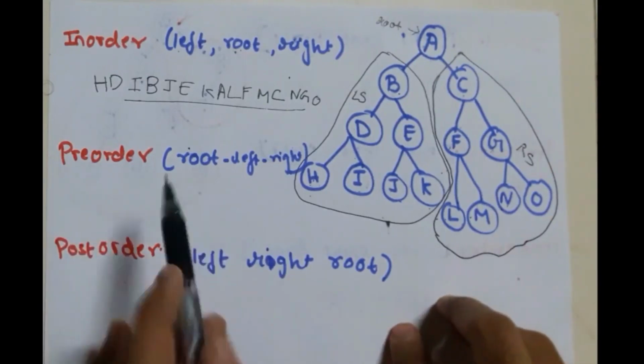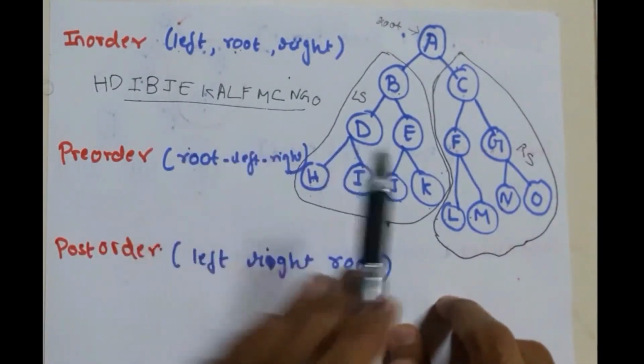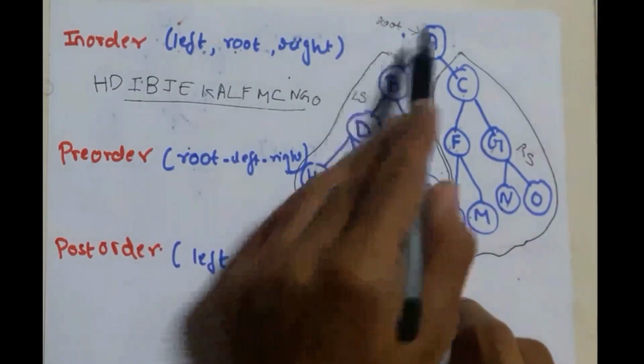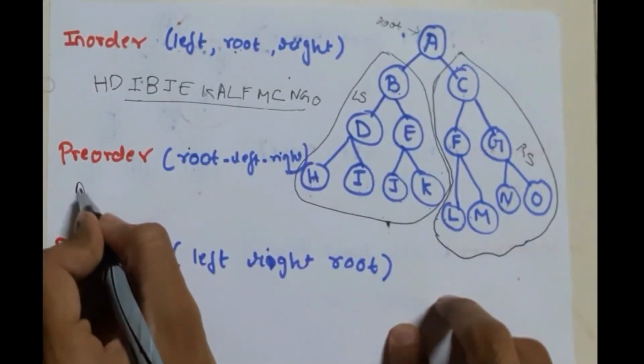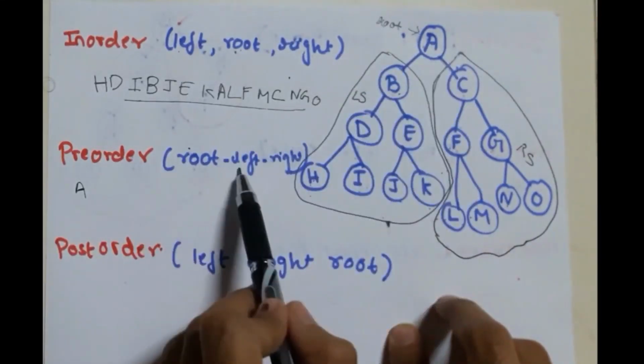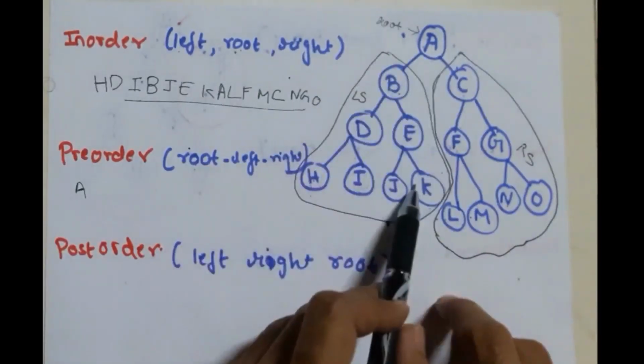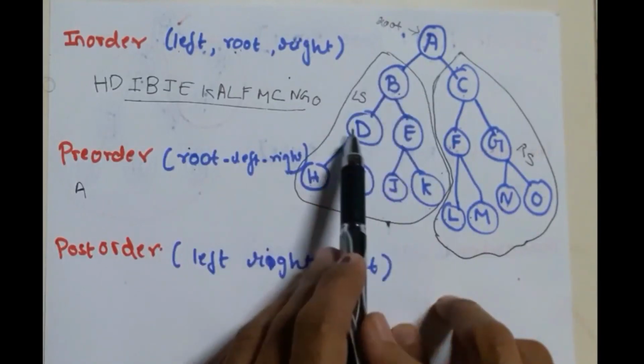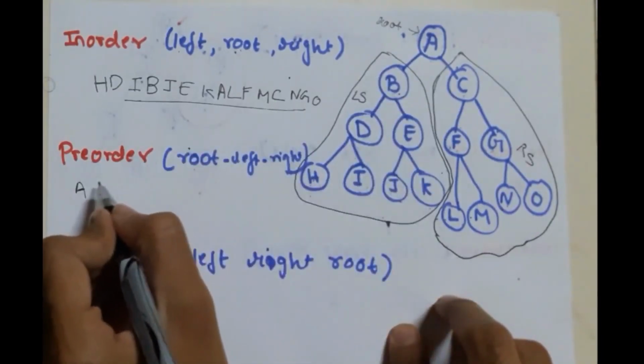So in pre-order traversal, first we have to write the root. So the root of these two subtrees is A. So first we'll write A. After that, after root, left, so we'll enter the left subtree. In the left subtree, B is the root for D and E. So we'll write B.